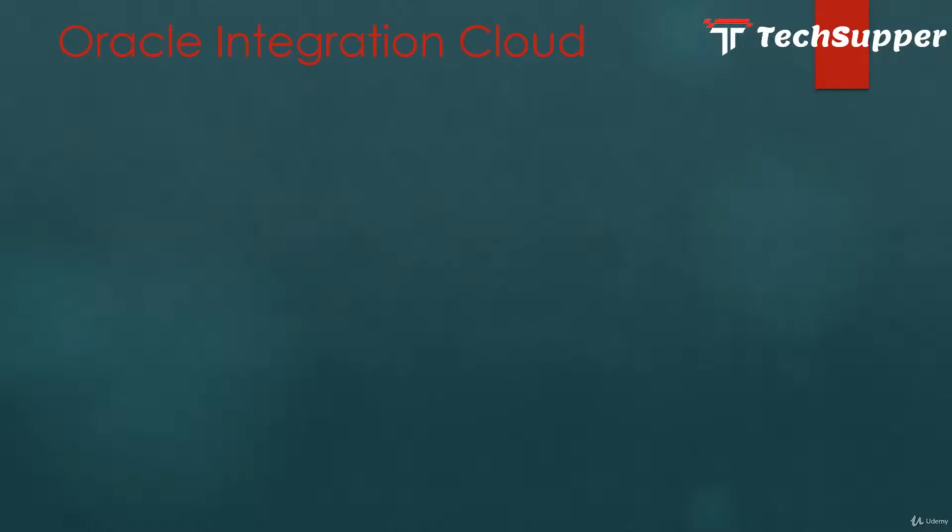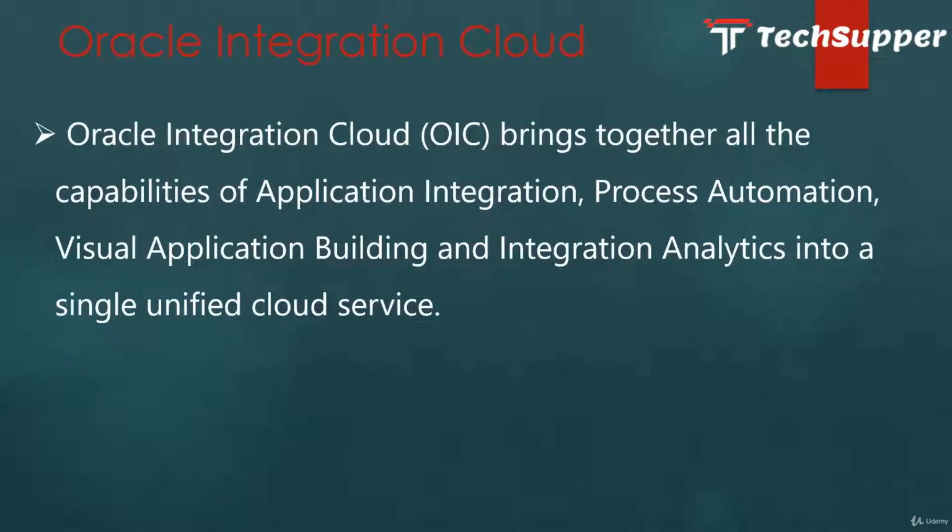So let's get started. What is Oracle Integration Cloud? Oracle Integration Cloud brings together all the capabilities of application integration, process automation, visual application building, and integration analytics into a single unified cloud service. So OIC is a single platform which allows us to integrate different types of applications. It allows us to create business process workflows. It allows us to create web or mobile applications, and it also offers integration analytics tools which allow us to see insights of our integration. It is a single suite which is called OIC.